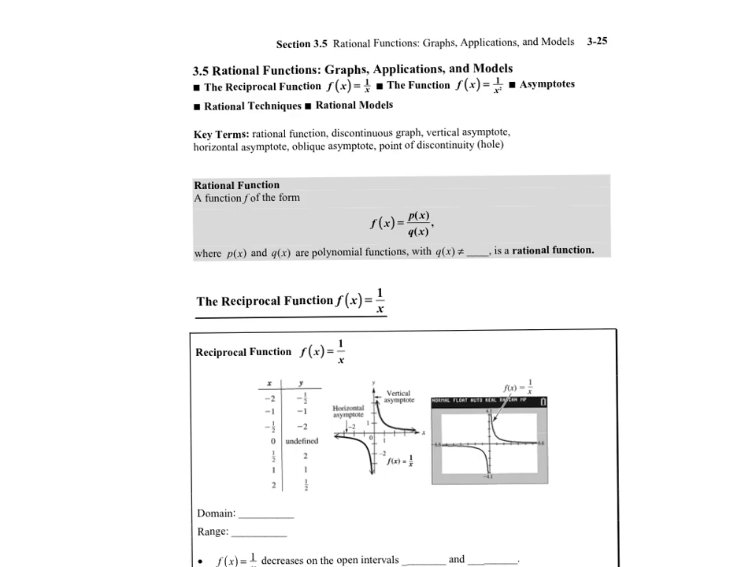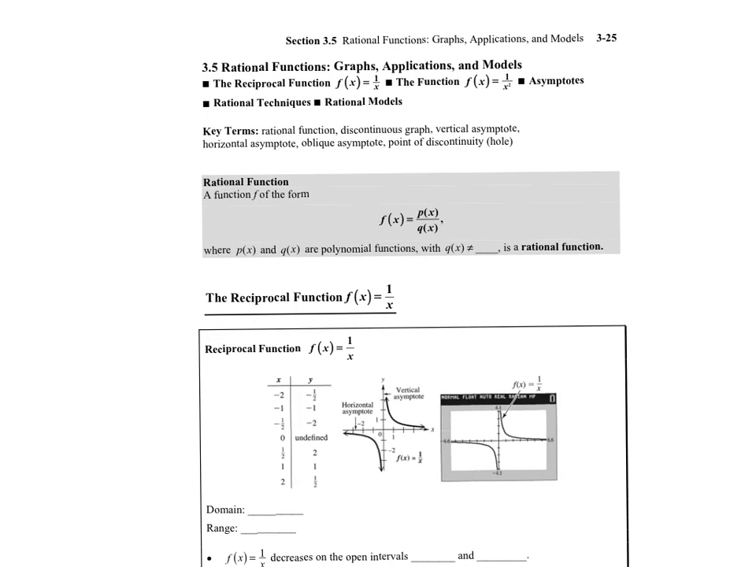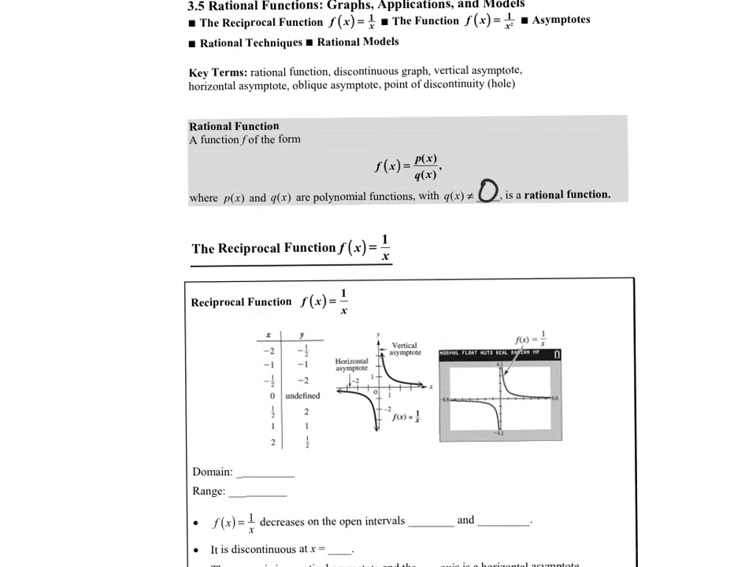Alright everybody, here are notes for lesson 3.5, rational functions, graphs, applications, and models. So a rational function is in the form f of x equals p of x over q of x, where p of x and q of x are polynomial functions, where q of x does not equal 0 as a rational function, because remember the denominator of a fraction cannot be 0.